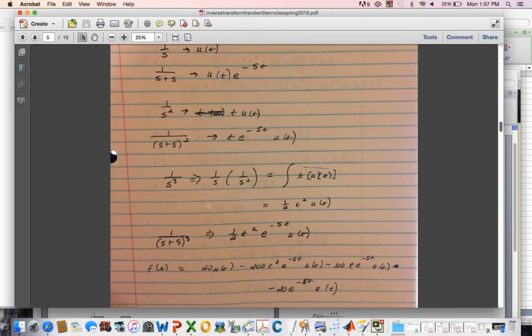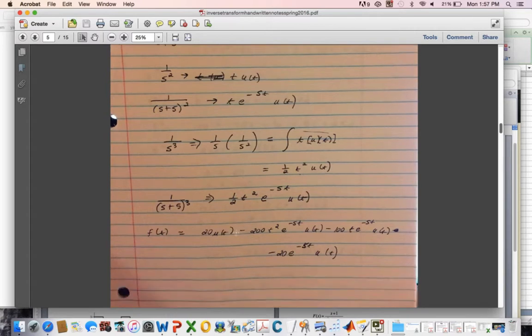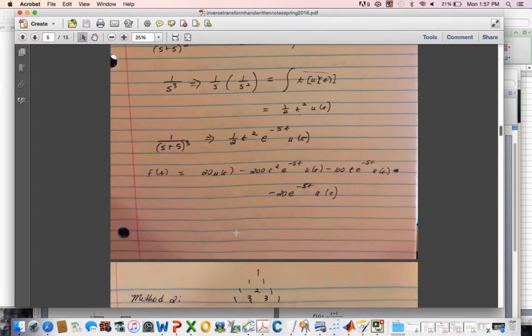So each additional power down here will bring up another multiplication by t. If it's 1 over (s plus 5) squared, it brings up a t. If it's 1 over (s plus 5) cubed, it brings up 1/2 t squared, and so on. And you can find that in the table. Actually, those are fairly common formulas. So my result is I have a u of t, I have an exponential decay, I have exponential decay multiplied by t, and I have exponential decay multiplied by t squared.